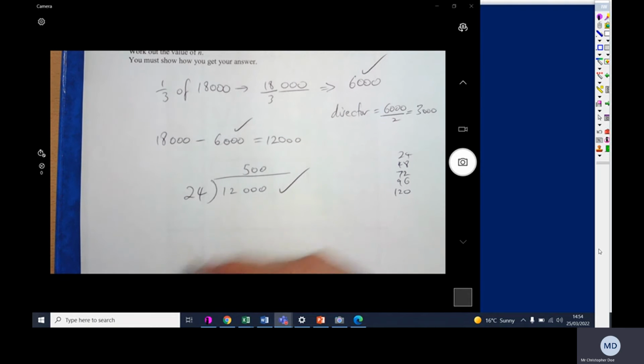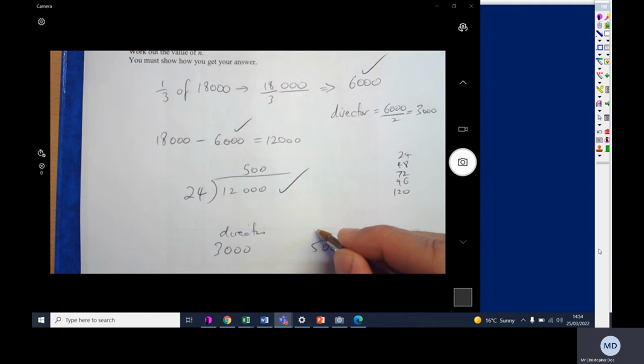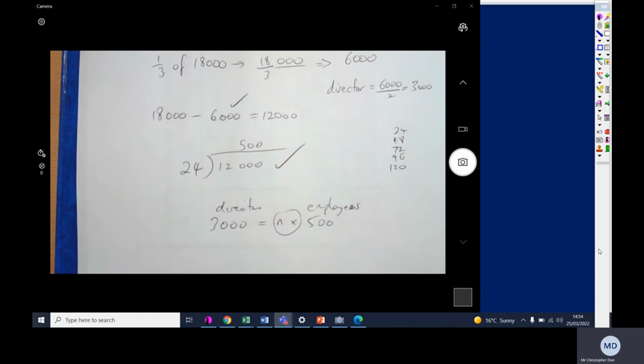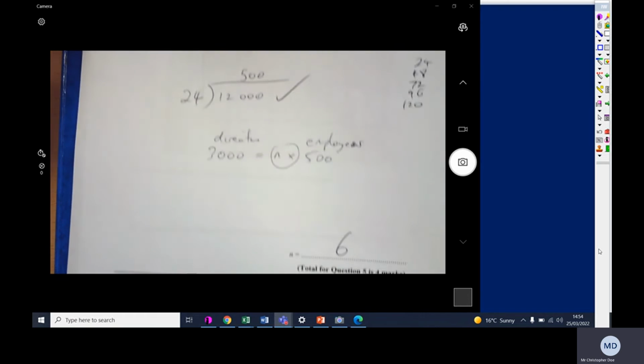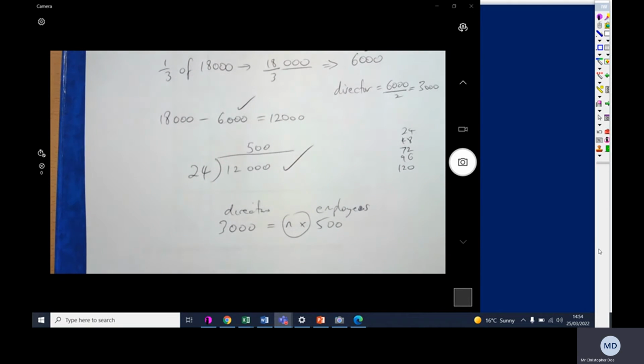So we've got £3,000 for the directors. And we've got £500 for the other employees. And you were asked to say each director gets n times the employee. So what do we have to times 500 by to get 3,000? It is 6. So n is 6. There was a mark for 6. Bottom of the page, n is 6. There's your 4th mark.